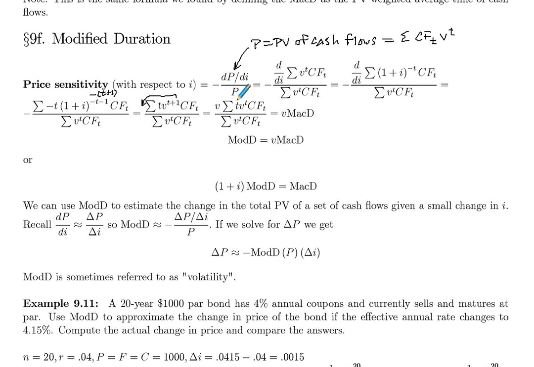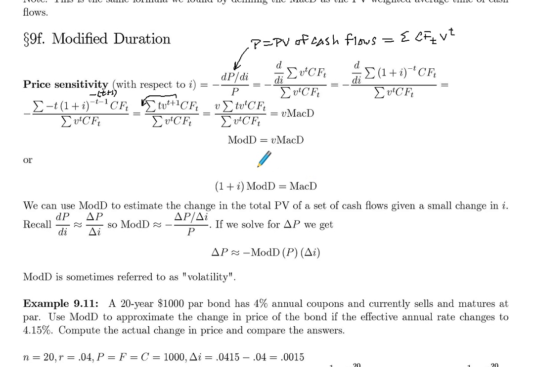So this price sensitivity that we've found, which is what we're calling modified duration, is just v times Macaulay duration. Okay, so if they ask you to find price sensitivity, what they're really asking you is to find modified duration. And the modified duration is just the discount factor times Macaulay duration. Or remember, v is 1 over 1 plus i, so if you multiply both sides by 1 plus i, the modified duration times 1 plus i gives the Macaulay duration. So if you're given one of these, you can find the other one.